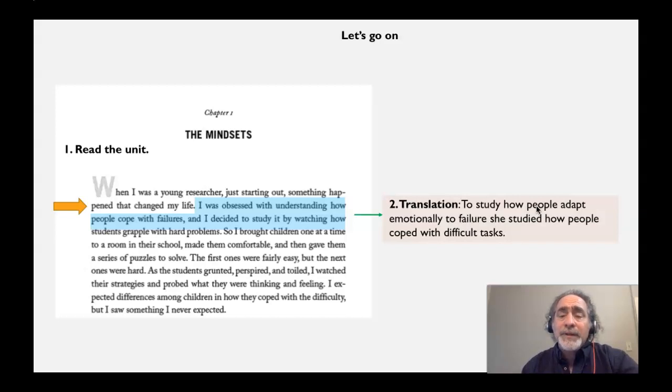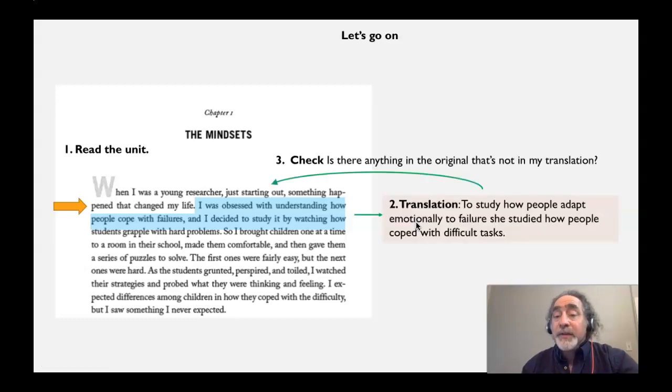How do we translate it? To study how people adapt emotionally to failure, I was obsessed with understanding how people cope with failure. How do we translate the word cope with failure? I translated it as adapt emotionally. Now you have a clearer understanding of what the word cope means. With failure, I decided to study it. Study what? How people cope with failure by watching how students grapple with hard problems. To study how people adapt emotionally to failure, she studied how people coped with difficult tasks. I took grapple and changed it to cope, and for hard problems I put difficult tasks. I put it into my own words.